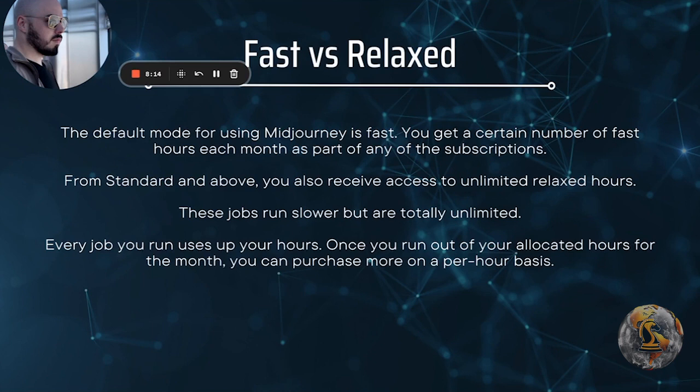So every job you run uses up your hours. Every single time you do anything like create an image, etc., it uses up your hours. So once you run out of your allocated hours for the month, you can purchase more on a per hour basis. So that's something to keep in mind. If you're using this for your business, don't sit around just creating, trying to leverage the fast feature, because what's going to happen is you're going to end up having to do the things for your business that are going to take longer, or you'll have to pay for extra hours. So just keep this in mind.